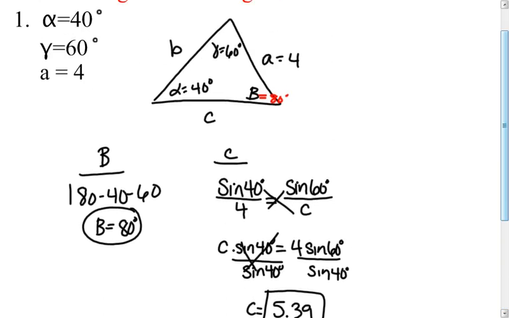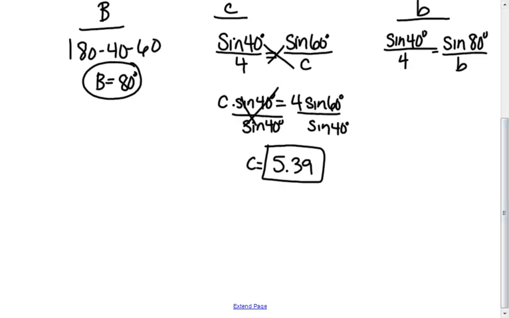Then we are still missing side B in this case. So when I want to find side B, I'm going to do something very similar. An angle, sine of an angle, a side opposite of it, and then sine of the angle, a side opposite of it. Again, I'm missing a side here, so I don't have to worry about a second set of possible answers.